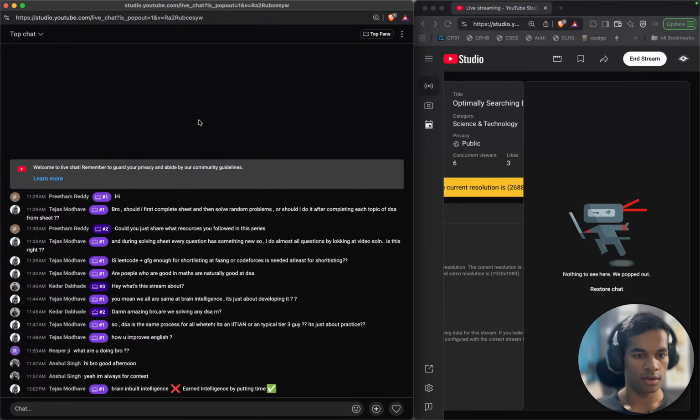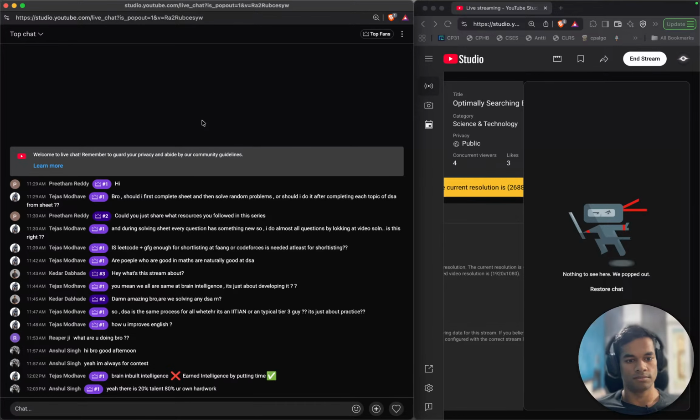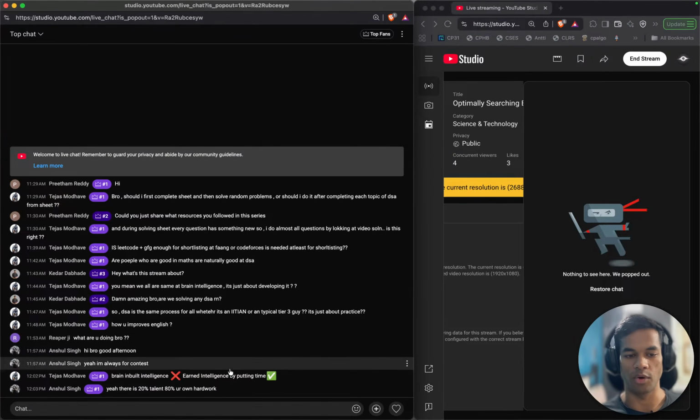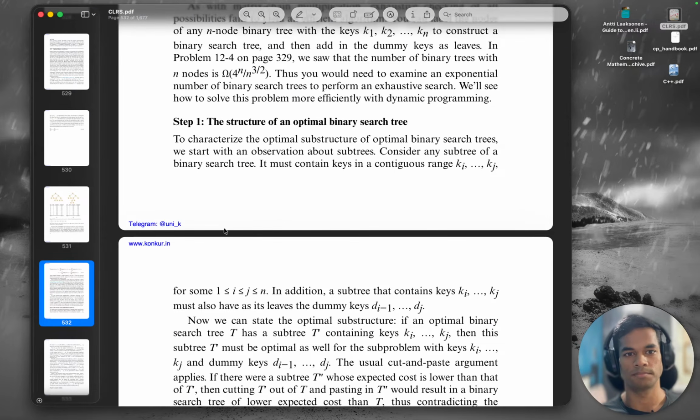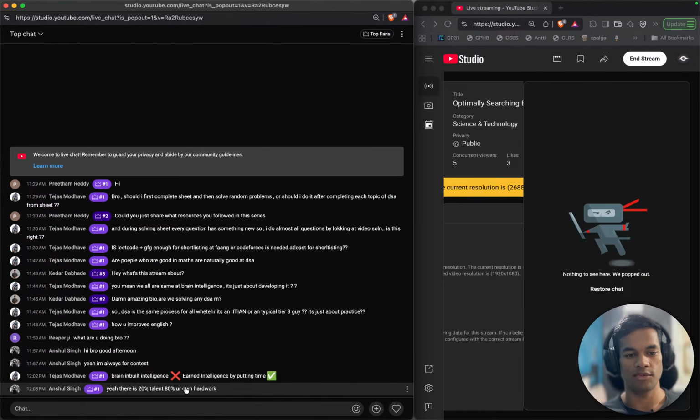Yes, so I'm always thinking: is intelligence built in, or earned by putting in time? Yes, you might be born with it, or you might not be, but you can always earn intelligence. And I think there is 20% talent and 80% hard work. Yep, hard work is always going to beat talent, like the rabbit and the tortoise. And that is very hopeful.